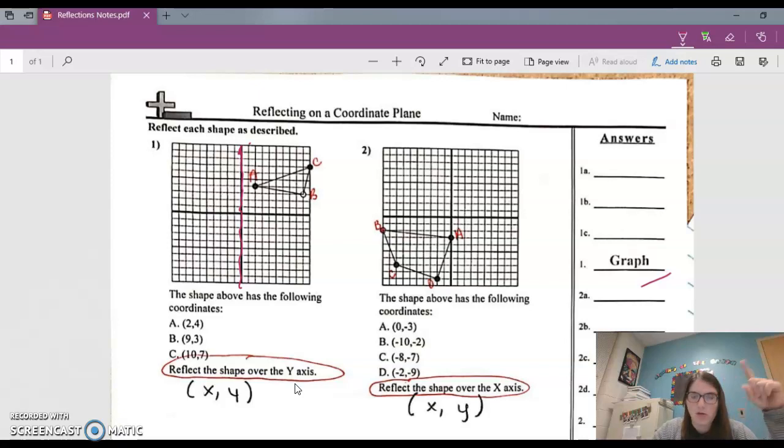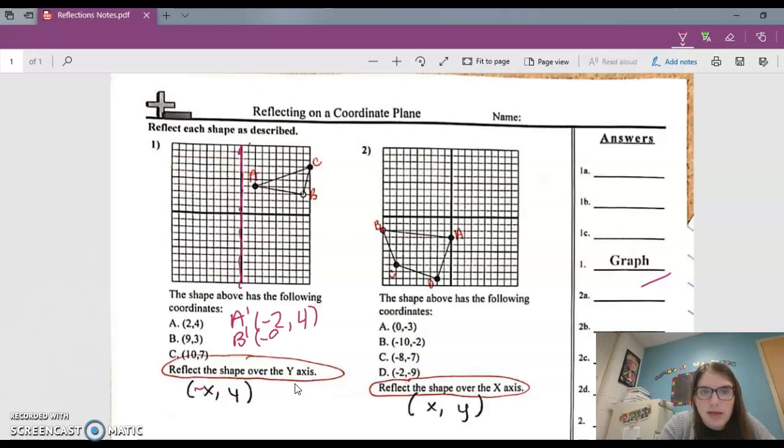Whenever we're reflecting over the y-axis, the y stays the same because you notice the height's not going to change at all when I'm flipping. It's just the x that's going to change. So we're going to change all the ordered pairs to be negative x. Right down there you can put a negative, and then the y is going to stay the same. So my a prime is now going to be negative 2, 4. My b prime is going to be negative 9, 3. And my c prime is going to be negative 10, 7.